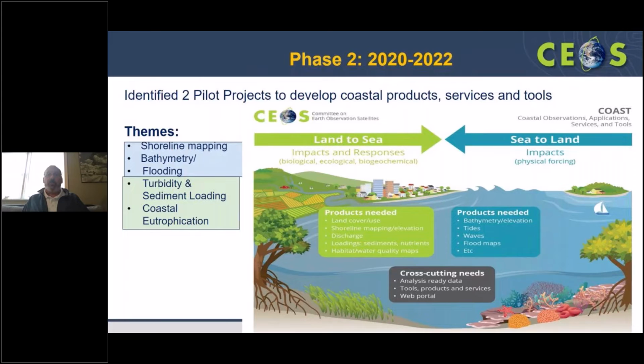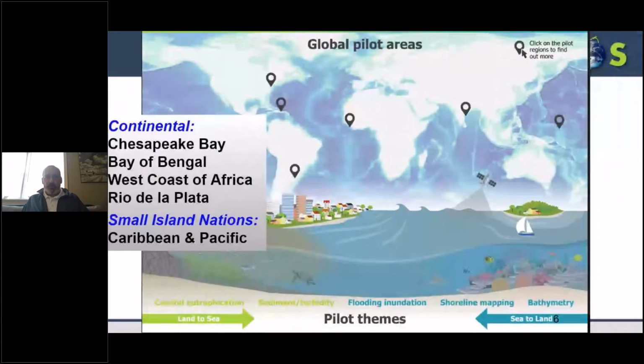So we need analysis-ready data, we need tools and products and different services to get the data and products out to users, particularly through a web portal. As referenced earlier, ultimately CEOS COAST is intended to support coastal zones globally. But initially, we've identified a subset of high priority, high impact areas, particularly where there are a lot of different developmental activities underway from space agencies as well as other partners.